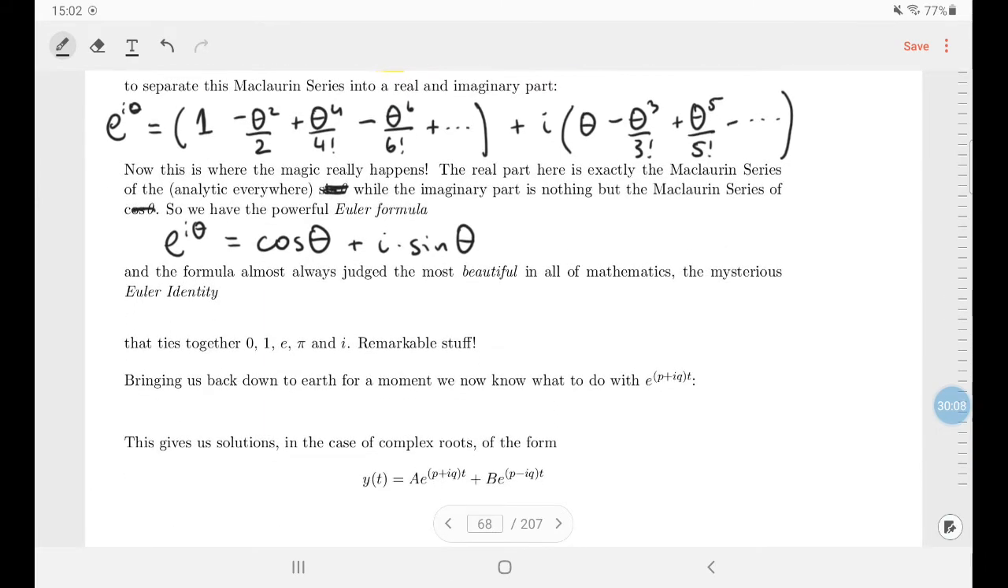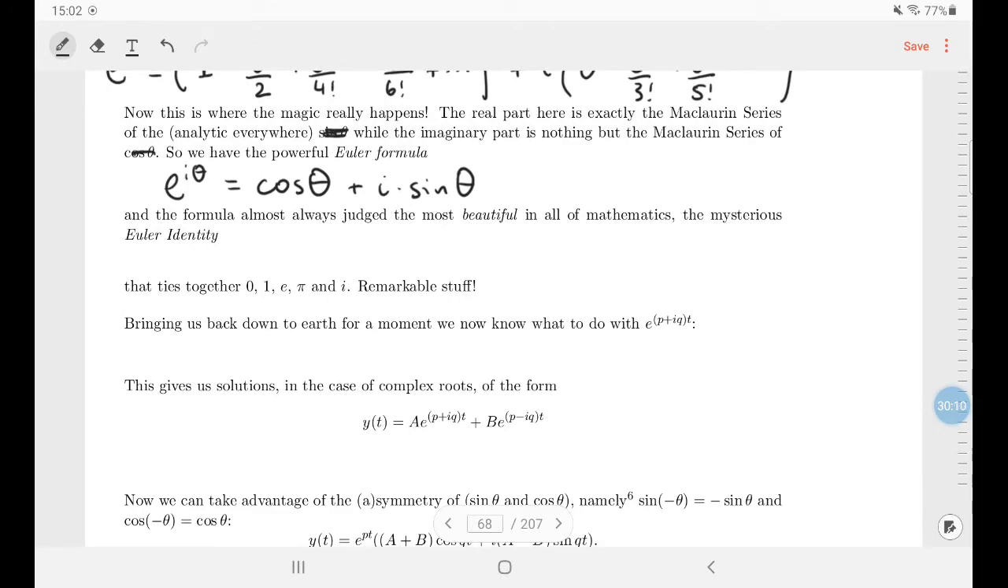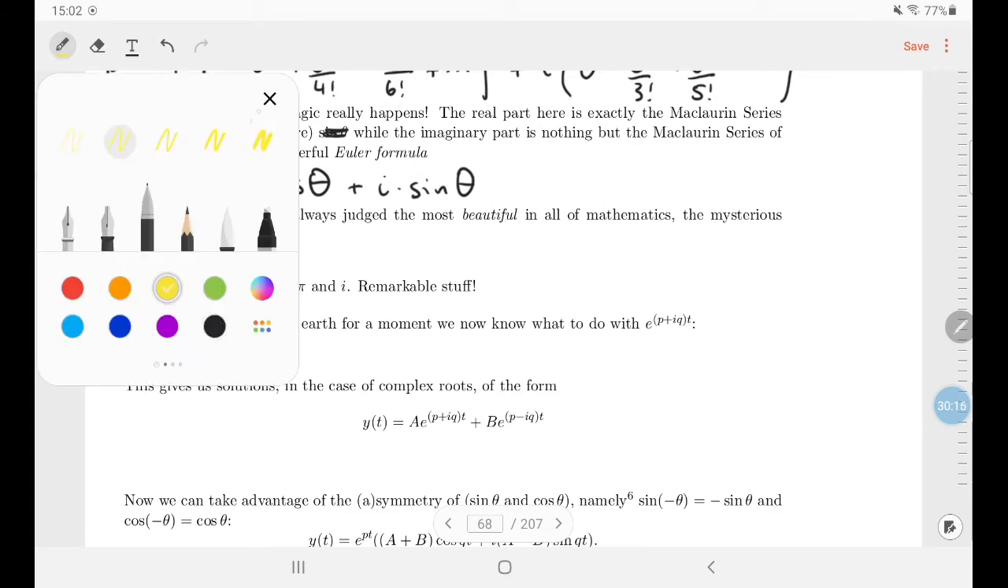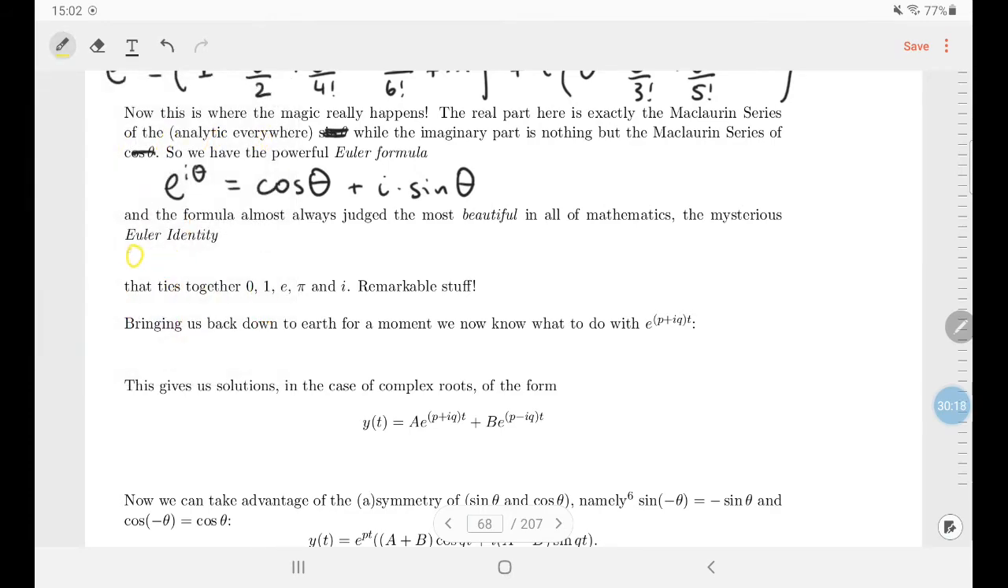So you can do kind of cool stuff here. If you put in theta equal to pi, you end up with the formula. The kind of thing mathematicians will do is vote on the most beautiful formulas, and this usually always wins: e to the I pi plus 1 equals 0. Combining 0, 1, e, pi, and I. As a mathematician, that's a beautiful thing. Now we need to come back to earth.